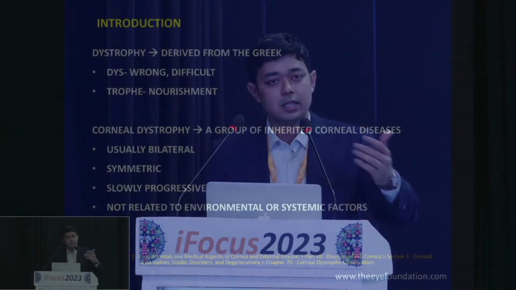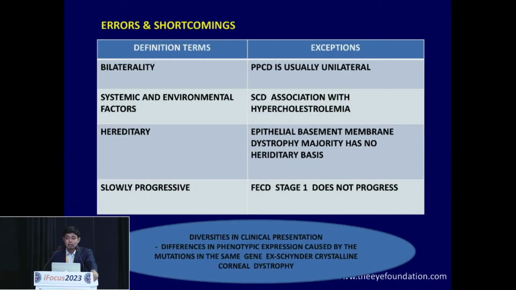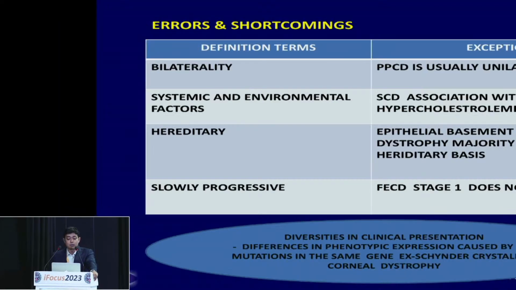So essentially these are all inherited corneal diseases. They're usually bilateral, usually symmetric, slowly progressive, start from the early part of life, and are generally not related to environmental or systemic factors. However, to every rule there is an exception. Bilaterality is usually common, but posterior polymorphous corneal dystrophy could very often be unilateral.